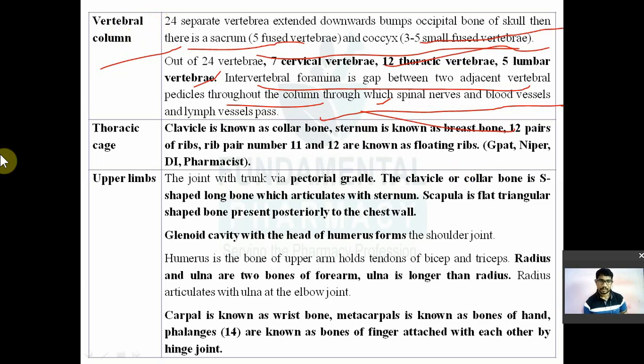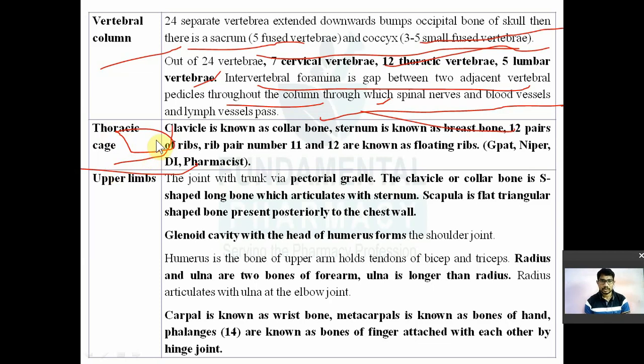Now next one is known as the thoracic cage. Thoracic cage will protect your internal vital organs like heart, lungs, pancreas, liver, etc. So all the digestive organs are protected by this thoracic cage.